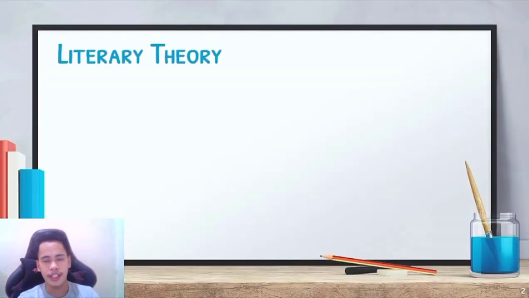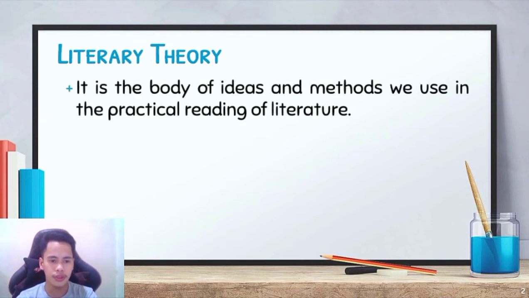So first, let's define what literary theories or theory is. It is the body of ideas and methods we use in the particular reading of literature. By literary theory, we refer not to the meaning of a work of literature, but to the theories that reveal what literature can mean.